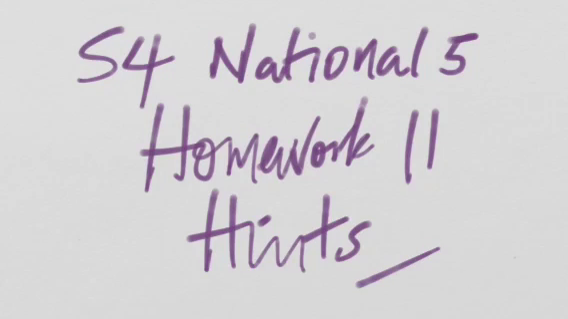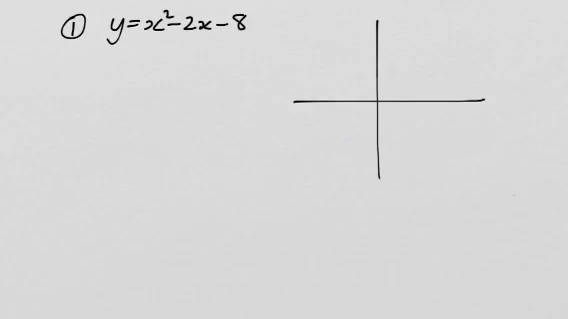Okay, here's some hints for homework sheet 11. First question, quite a lot to do here. Sketch a graph showing the roots, the y-intercept, the line of symmetry, the turning point and its nature. So let's take the roots first of all. The way we find the roots is we solve the equation equal to 0.